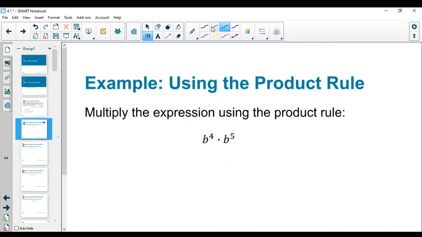And so we just have examples that we can go through. B to the fourth times b to the fifth. Well, we just add their exponents, and that can be b to the ninth. 4 plus 5 is 9. And if you need to split it up, you could say b to the 4 plus 5, if that helps you, or b to the ninth.